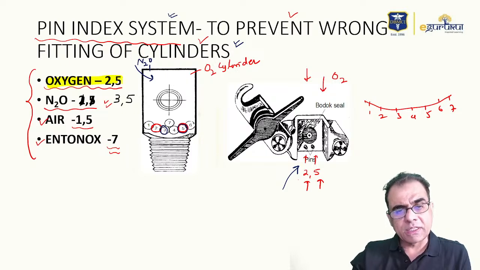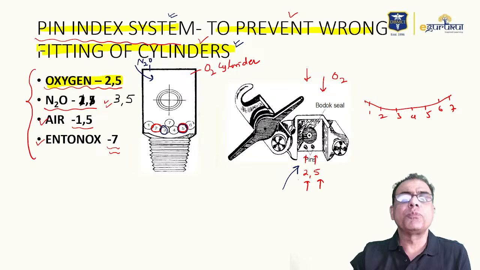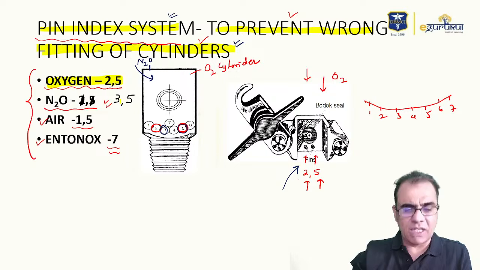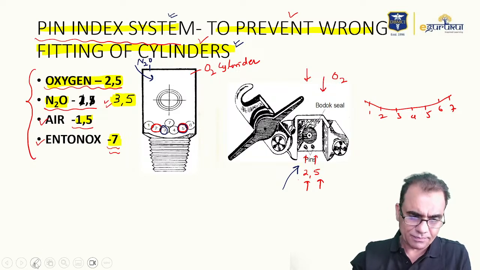So the pin index system is the system which is used to prevent wrong fitting of cylinders on the anesthesia machine. The pin index positions for different gases: oxygen, 2 and 5. Nitrous oxide, 3 and 5. Air, you can say 1 and 5 if you want to remember. And Entonox has only a single pin at the position of 7.